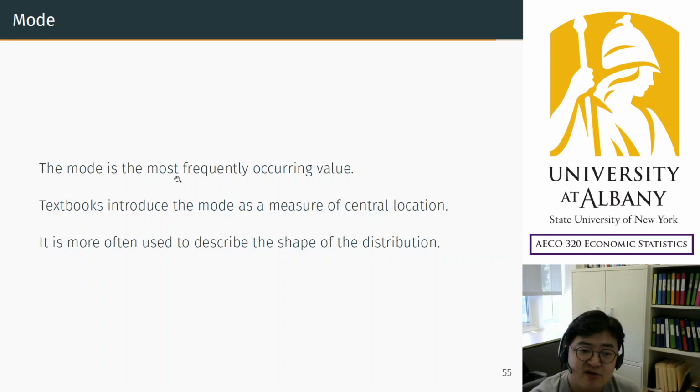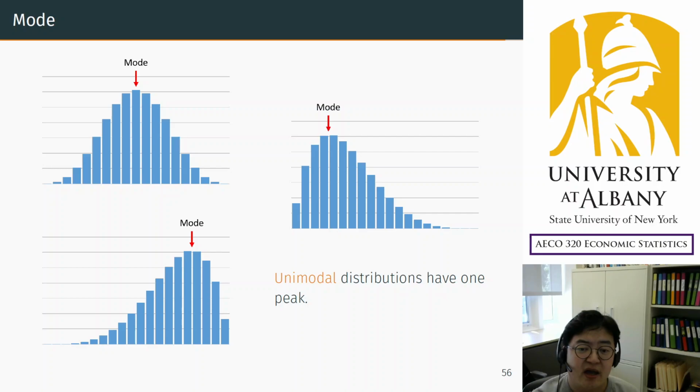So statistically, the definition of the mode is the most frequently occurring value, right? So textbooks use this as a central location, but I disagree with them. And graphically, the mode is literally the peak. If you draw a histogram, the highest point is where the mode is. Mode is where the histogram has a peak, right? Mode is here, mode is here, mode is here. And then we usually use mode to describe peaks, right?